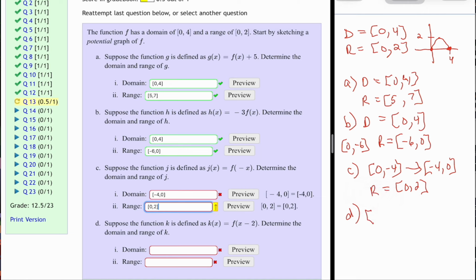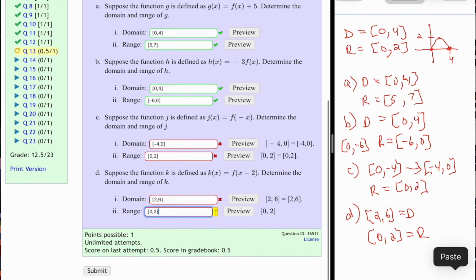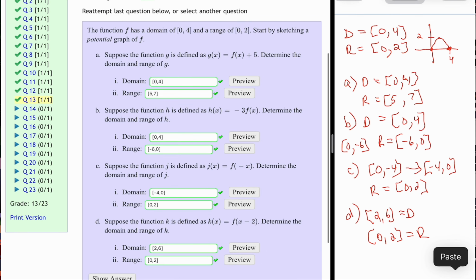So you'll notice we end up doing the opposite. We end up adding 2. So x minus 2 equals 0 at 2. x minus 2 equals 4 at 6. Our range isn't going to change. Our range is still 0 to 2. So let's put those in. So that is question 13.